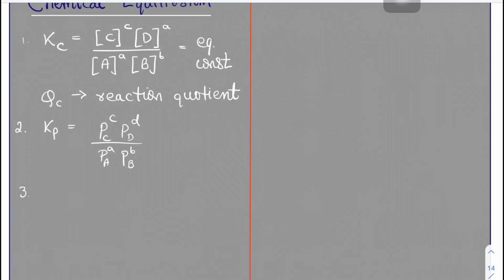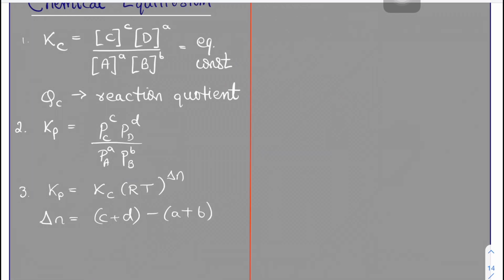Okay, next we could be talking about the relationship between Kp and Kc, which is Kp is equal to Kc into (RT) raised to delta n. Okay, delta n, we all know it is (c plus d) minus (a plus b). And generally the value of R that you are supposed to be using is 0.08205 liter atmosphere Kelvin inverse mole inverse.